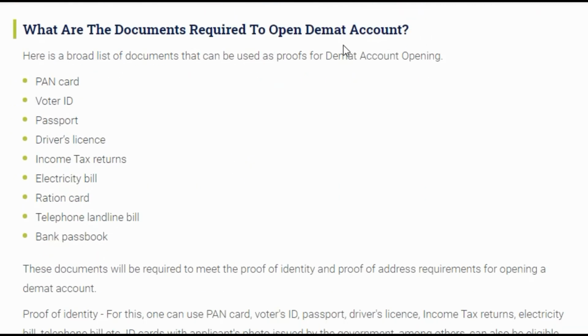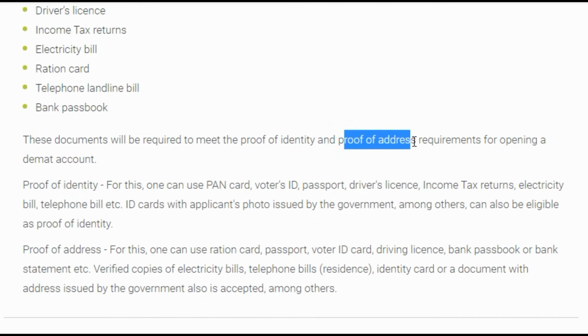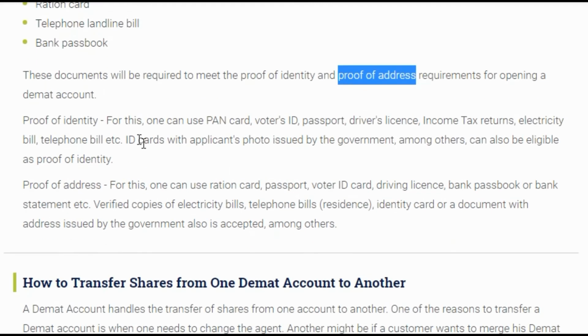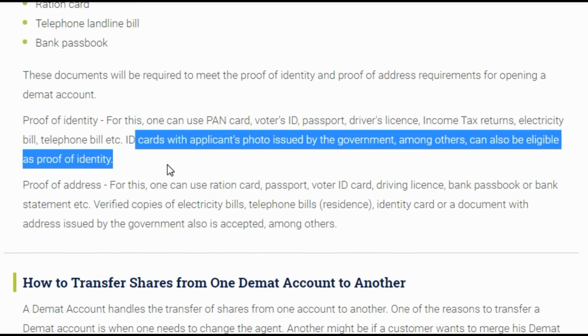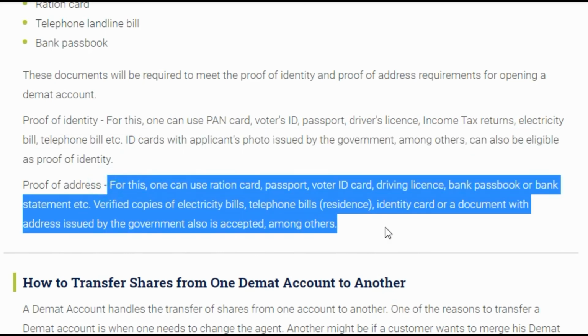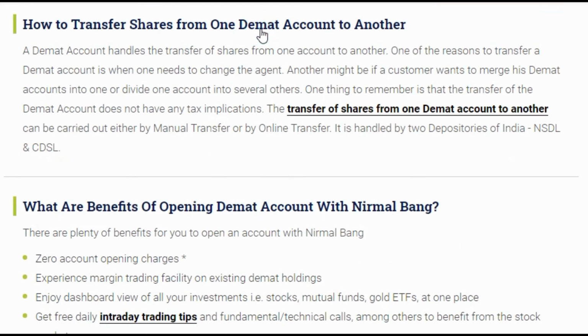So what are the documents required to open a Demat account? PAN card, voter ID, passport, driving license, income tax returns, electricity bill, ration card, telephone landline and bank passbook. Now these documents will be required to meet the proof of identity and proof of address. So there are two things which you need to give: proof of identity and proof of address. So proof of identity, you can use your PAN card, voter card, passport, driving license, income tax returns, electricity bill, ID cards with applicant photo issued by the government. Proof of address, for this you can use your ration card, passport, voter ID, driving license, bank passbook or bank statement.